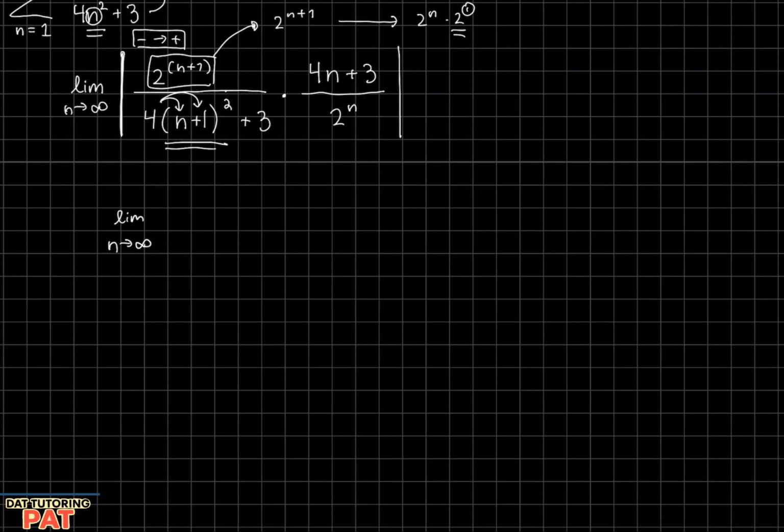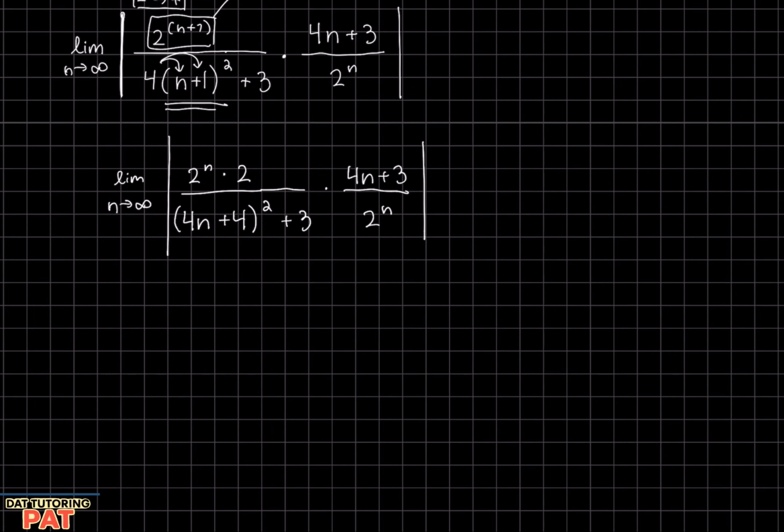The limit as n approaches infinity, absolute value, of 2n times 2 over 4n plus 4, because we FOILed this: 4 times n is 4n, 4 times 1 is just 4, and that's all going to be squared. Then you just got to add your 3. Then just write out your other parts, the reciprocal, and then close the absolute value.